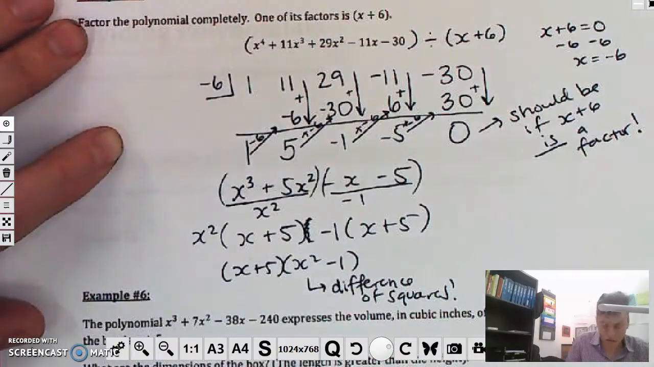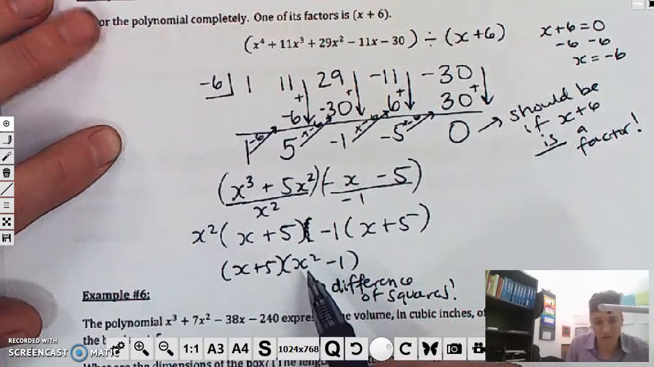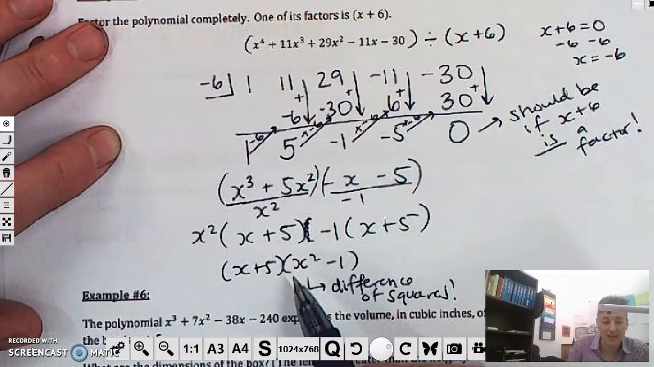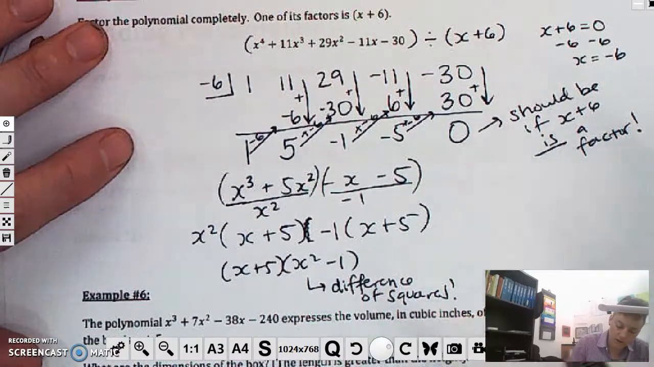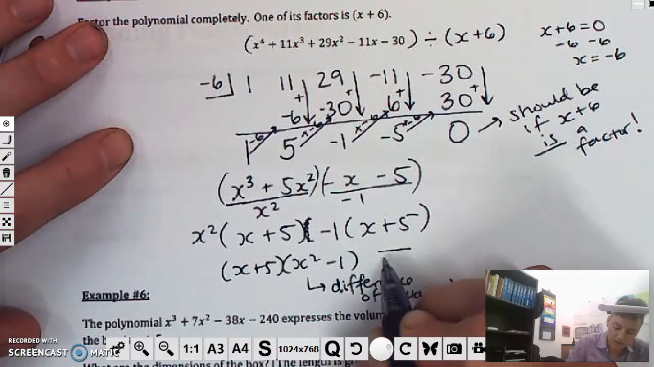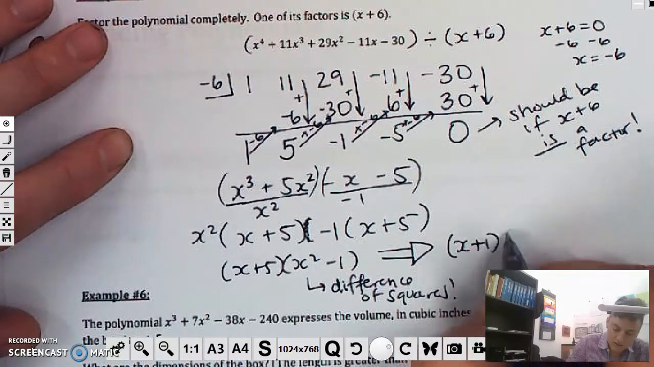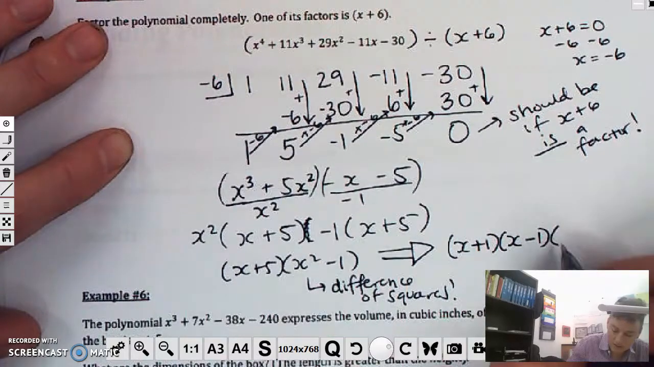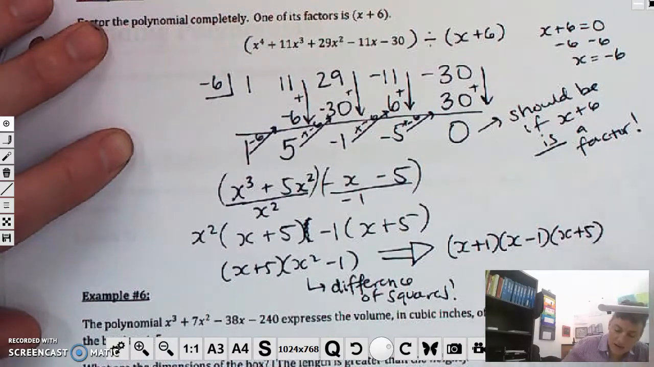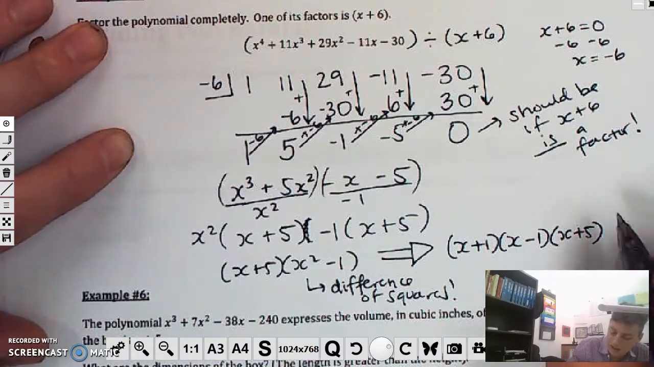You will soon learn to recognize this as a difference of squares because it pops up all the time. X squared minus 1 is really x squared minus 1 squared. So this finally all the way factors to x plus 1 times x minus 1 times x plus 5 times that original factor that we had, x plus 6.